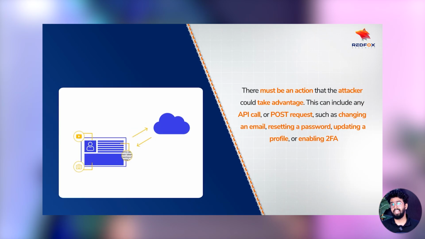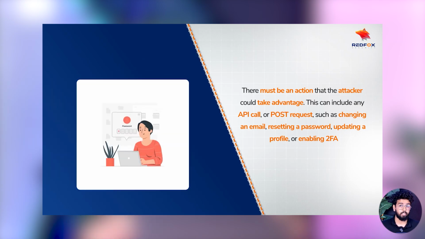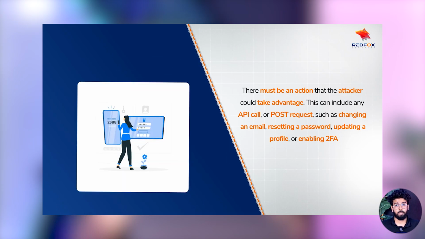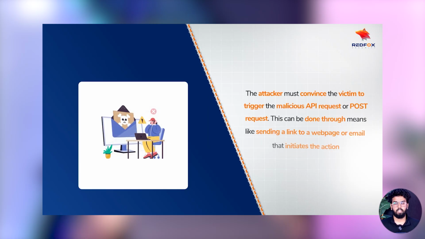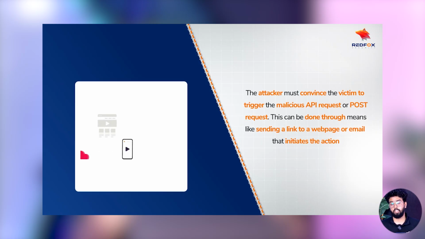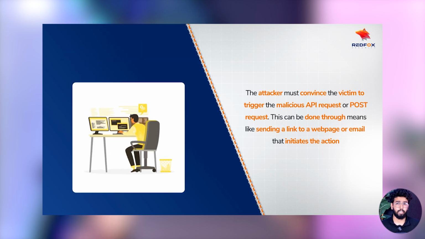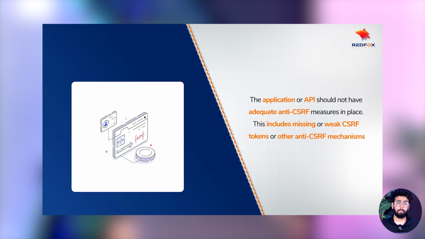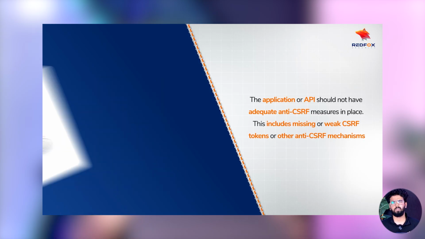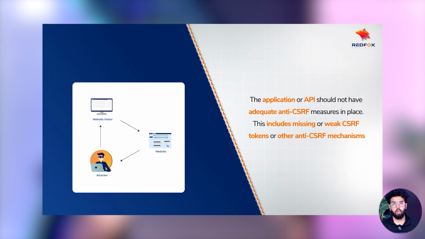There must be an action that the attacker could take advantage of. This can include any API call or post request such as changing an email, resetting a password, updating a profile, or enabling 2FA. The attacker must convince the victim to trigger the malicious API request or post request. This can be done through means like sending a link to a web page or email that initiates an action. An application or API should not have adequate anti-CSRF measures in place. This includes missing or weak CSRF tokens or other anti-CSRF mechanisms.